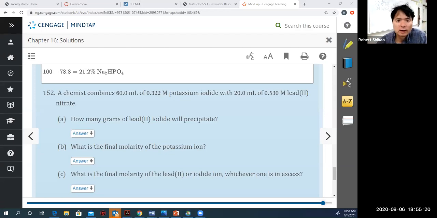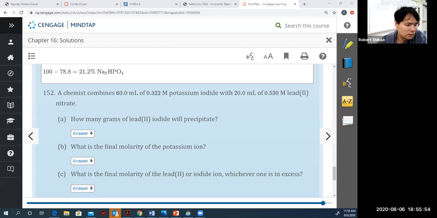All right, so how many grams of lead II iodide will precipitate? Okay, so again, this is a limiting reagent problem. Whenever they give you both reagents, so they give us 60 milliliters of 0.322 molar potassium iodide and 20 milliliters of 0.530 molar lead II nitrate, we don't know which one of these two is the limiting reagent. So we have to figure out which one's limiting.